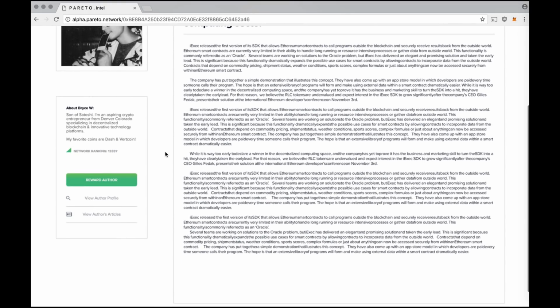Outside of the web dashboard, the Pareto Network information will be accessible through a variety of apps and integrations.